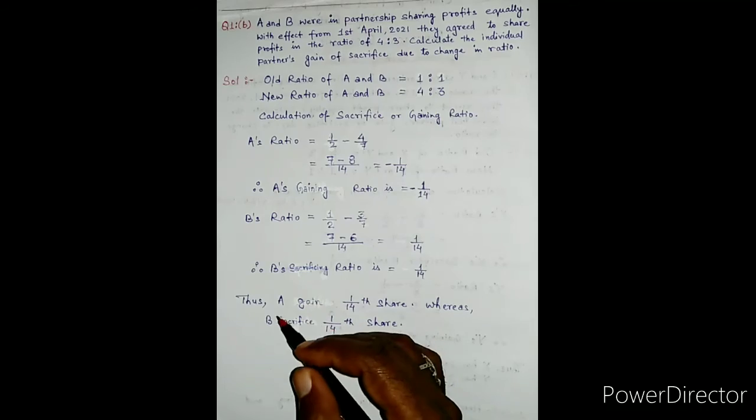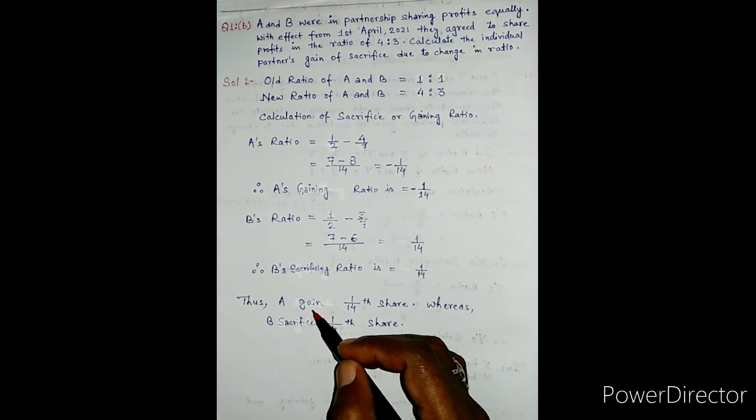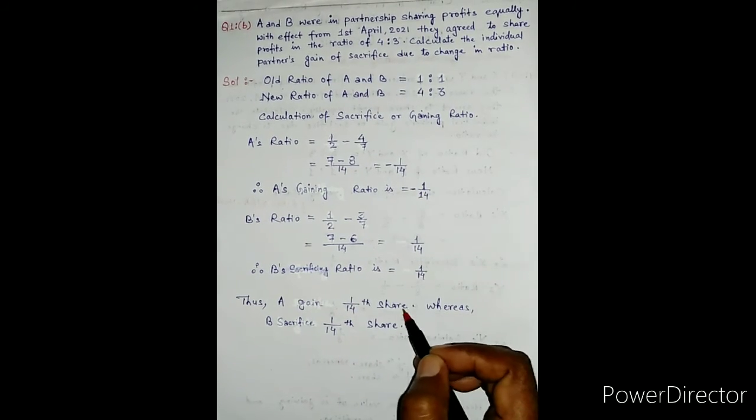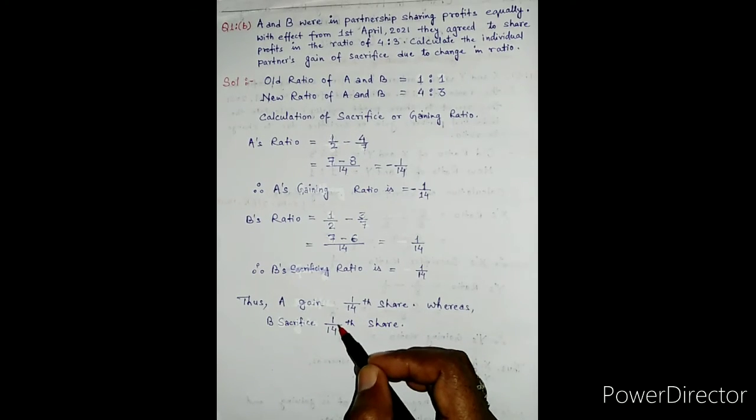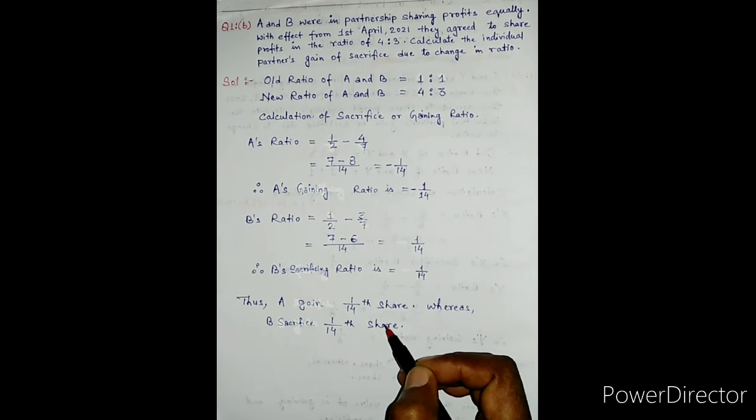So we can write here that A gains 1/14 share, whereas B sacrifices 1/14 share. So hope it's clear.